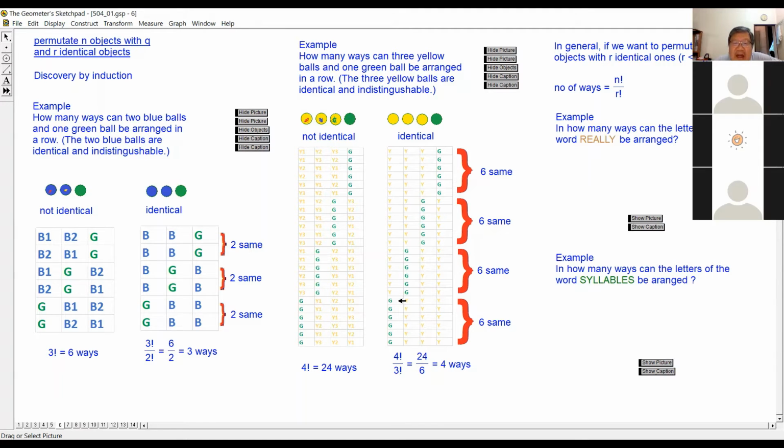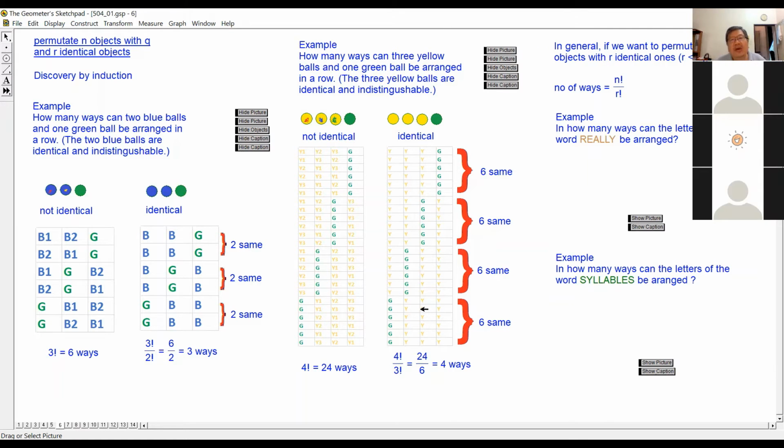Similarly, when the green color moves to the first position, all the yellow is behind, it is considered as one arrangement, right? Because we cannot distinguish all the yellow. I already removed the 1, 2, and 3, so they are all just yellow, yellow. They are not yellow 1, yellow 2, yellow 3. So they are all yellow. So in fact, all these 6 cases, they are the same.